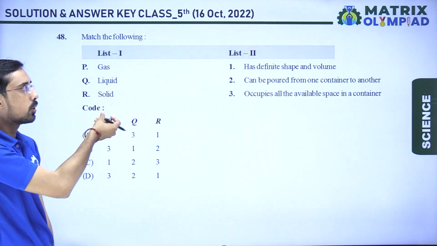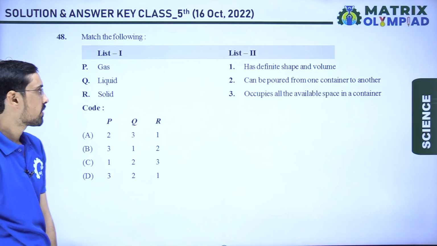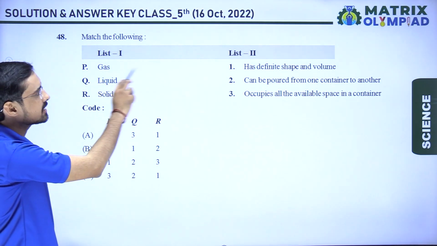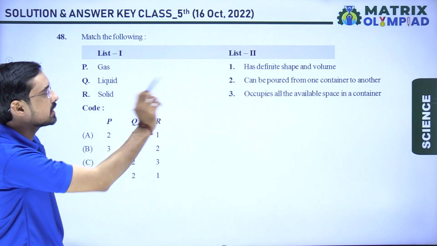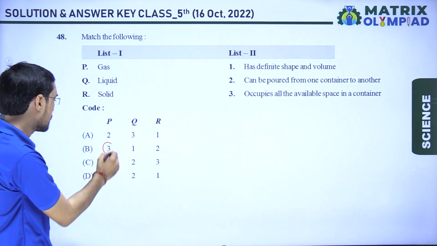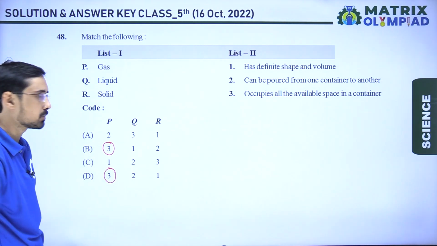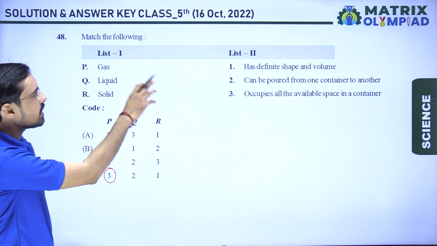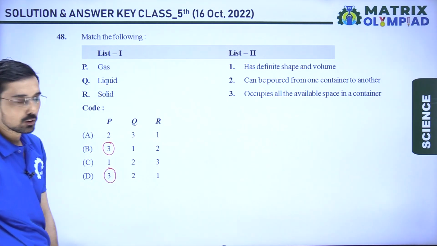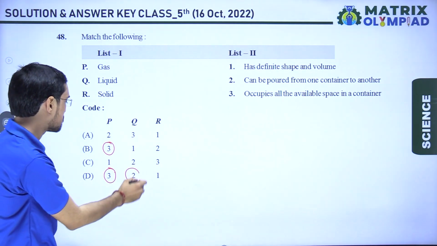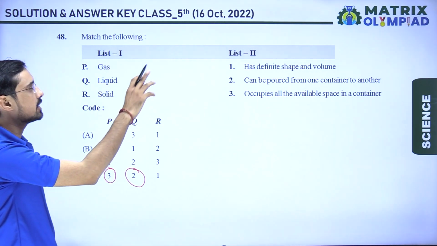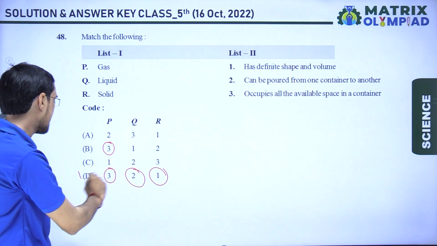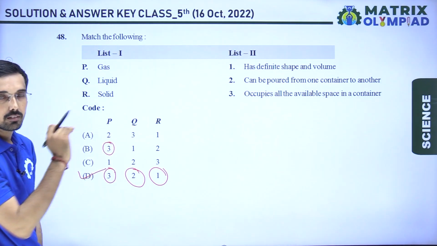As we know that solid has definite shape and volume. So we can check from the given options. First is gas. Gas occupies all the available space in a container. So third option is given in two columns. First is B and second is D. Liquid can be poured from one container to another. It is given in only D option. And solid has a definite shape and volume. It is given in R in D column. So the correct answer is D, 3, 2 and 1.